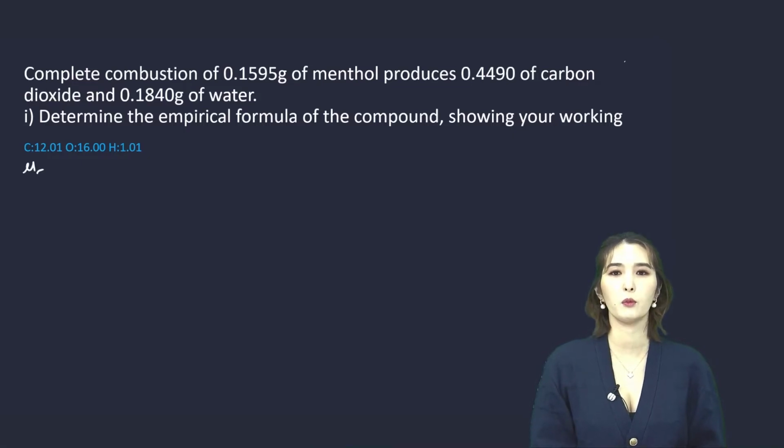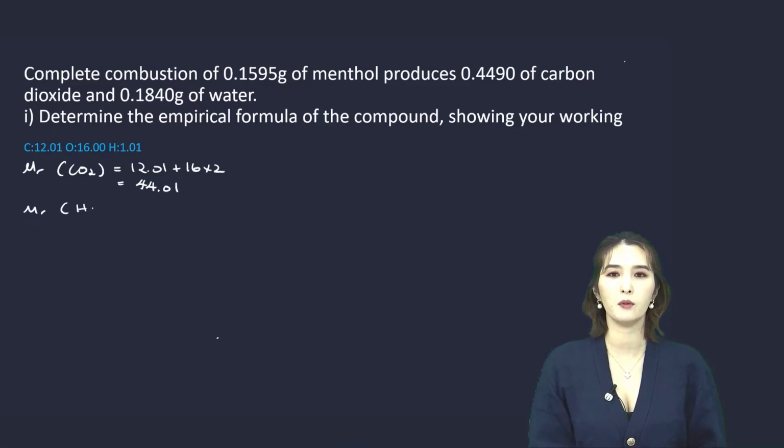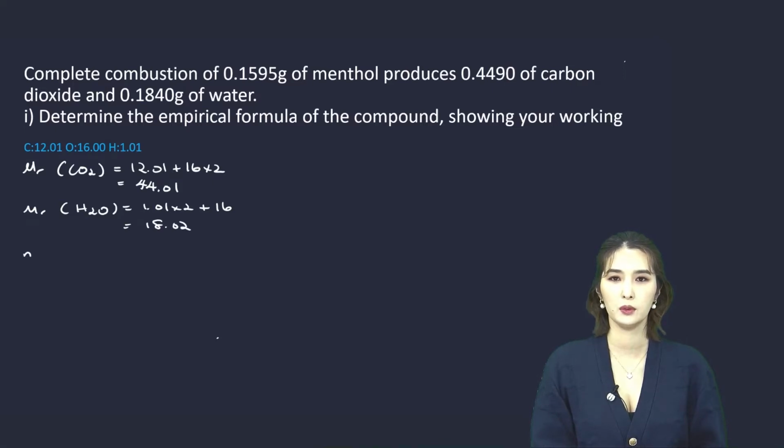So first, to find the molar mass of carbon dioxide, we add 12.01 to twice the molar mass of oxygen, which is 16, and that gives us a molar mass of 44.01. Now for the molar mass of water, we multiply the molar mass of hydrogen, which is 1.01, times 2, plus 16, and that gives us 18.02. Then using these molar masses, we're going to calculate the number of moles of CO2.